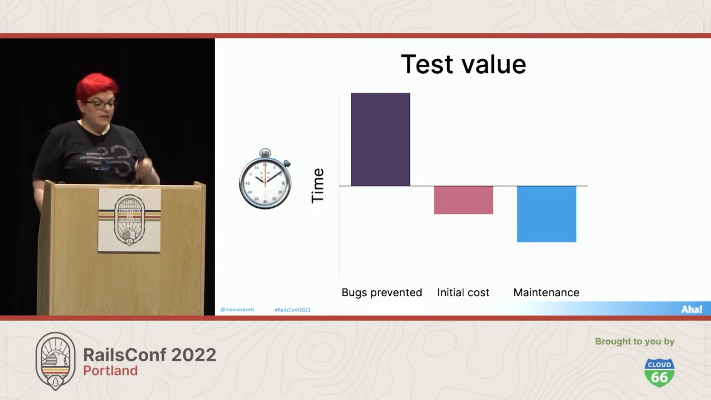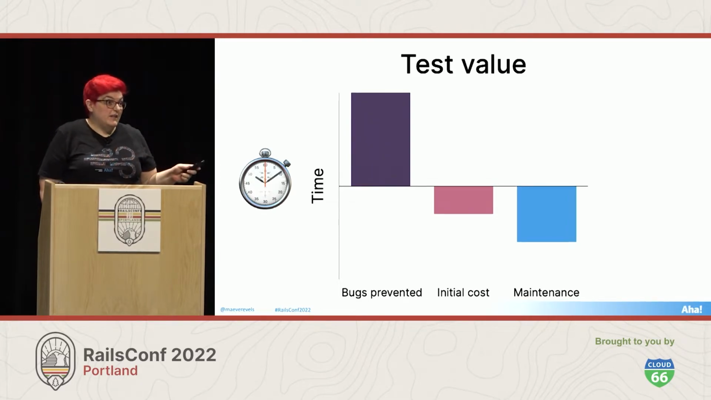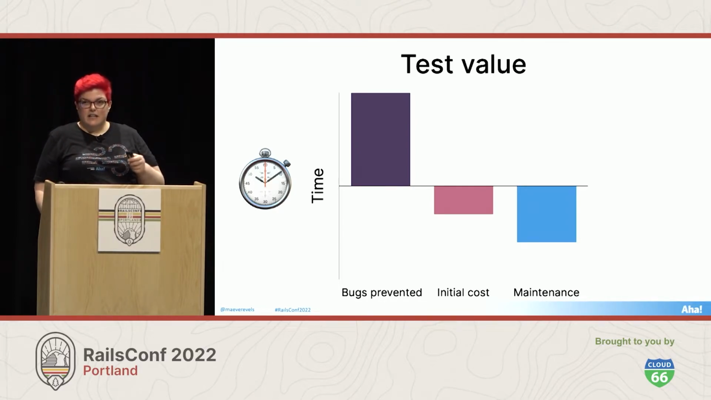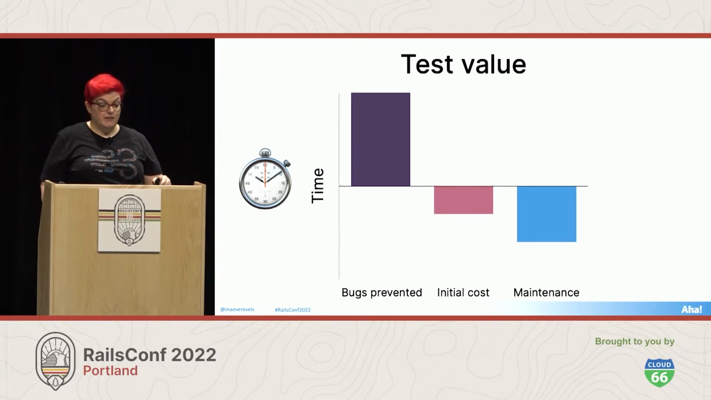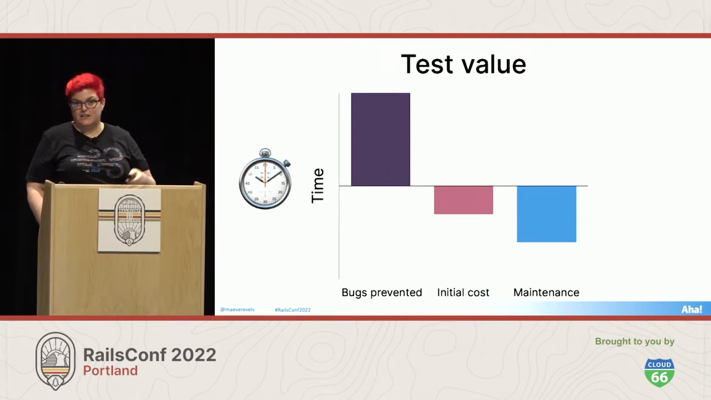And what's our unit of measurement? It's time. So bugs prevented is the time that we would have otherwise spent fixing them in production. It's gut feel. The initial cost is the time required to understand the code, to identify seams and enabling points, and then to create the test harness. And then the maintenance cost is the time required to change the test code in order to keep it passing.